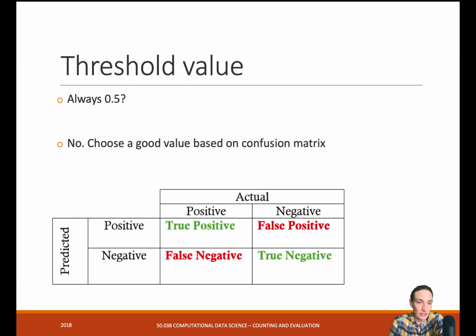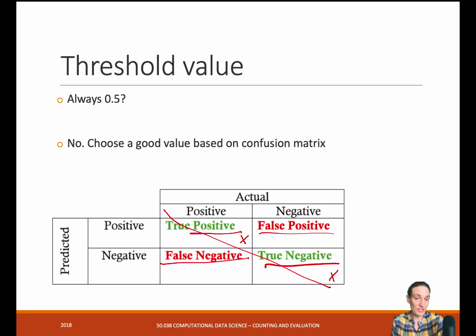Right, this threshold value, is it always 0.5? No. It's up to you to choose a good value based on the confusion matrix. And as you know from the first lecture, the confusion matrix gives you a nice overview of your true positives, false positives, false negatives, and true negatives. And you want to sort of optimize the numbers on the diagonal here, right? So this table usually is actually much larger than 2 by 2. It can be pretty huge, depending on how many classes you have.